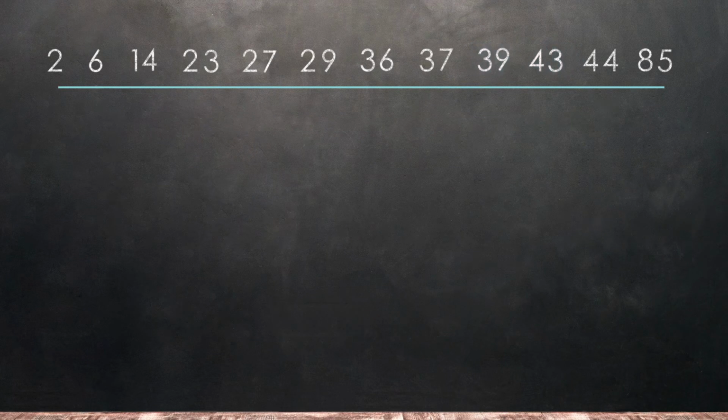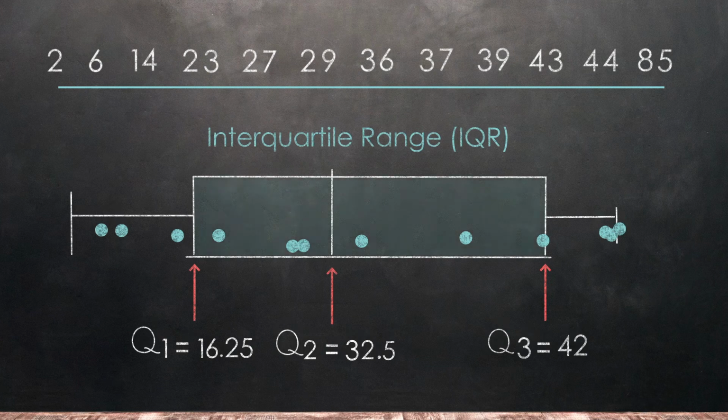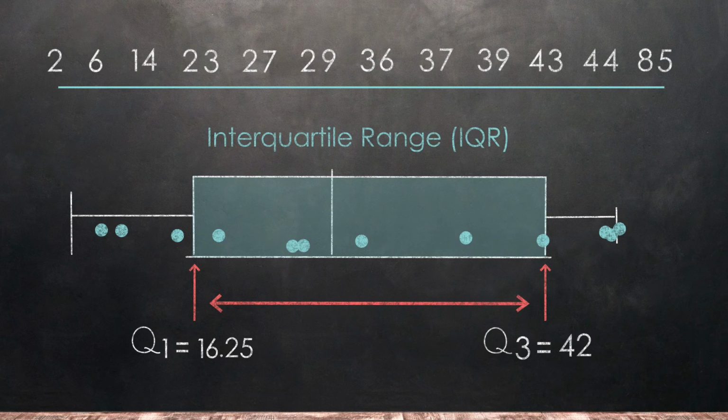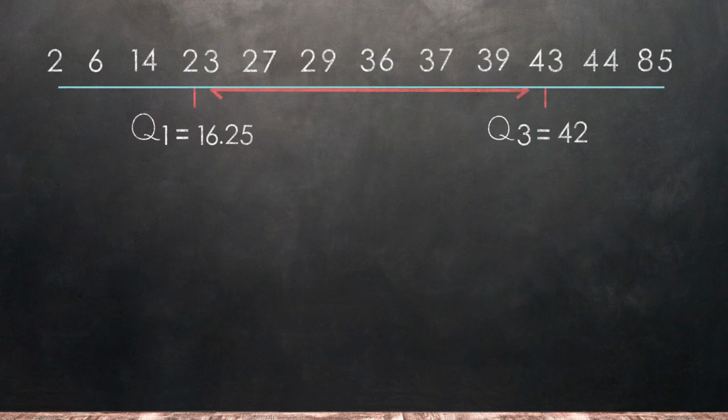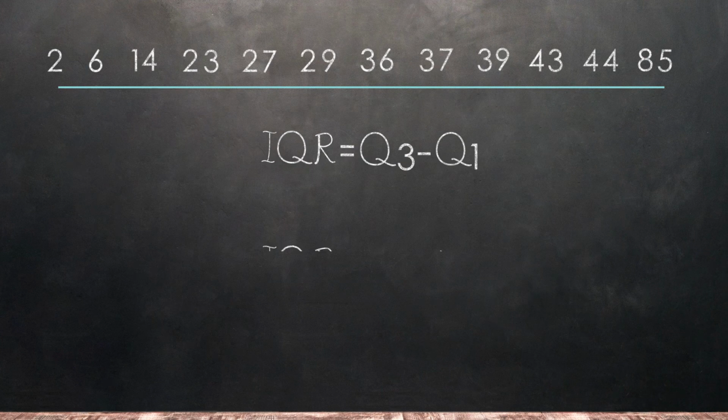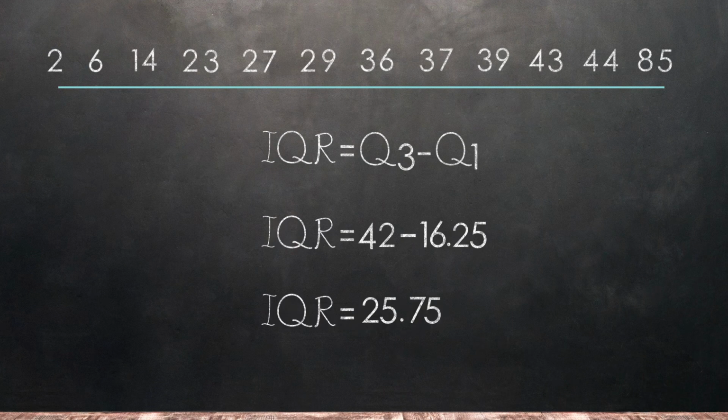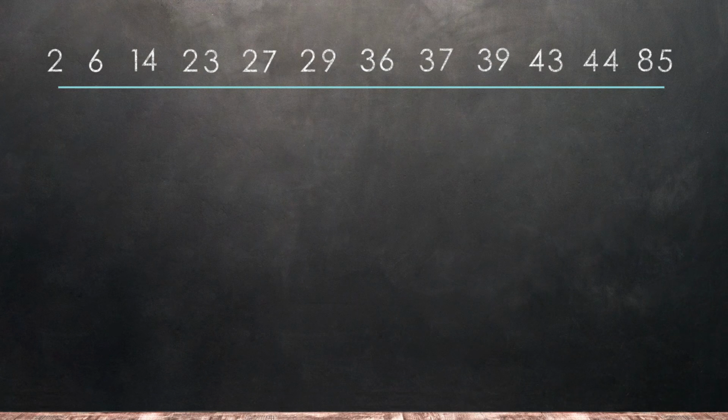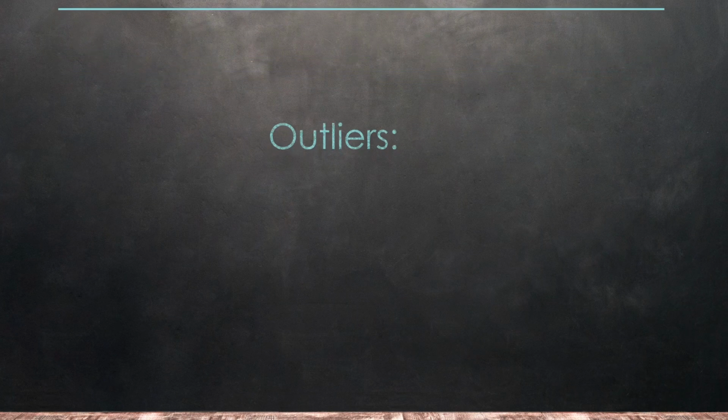The interquartile range, or the IQR, measures the range of the middle 50% of our values. In other words, the distance between Q1 and Q3. In this case, the interquartile range is 25.75. Before we can draw our box plot, we need to identify any potential outliers.